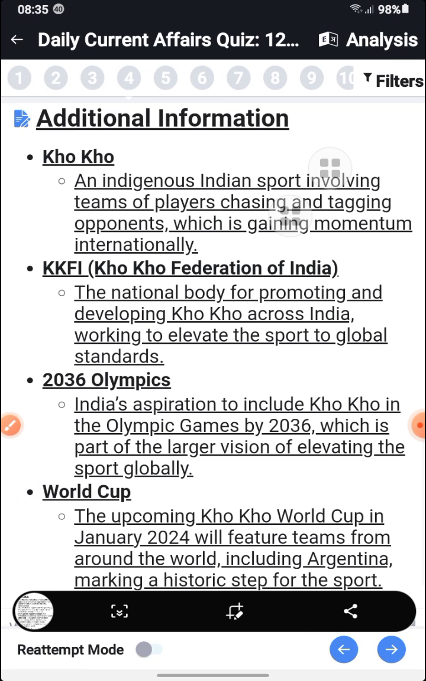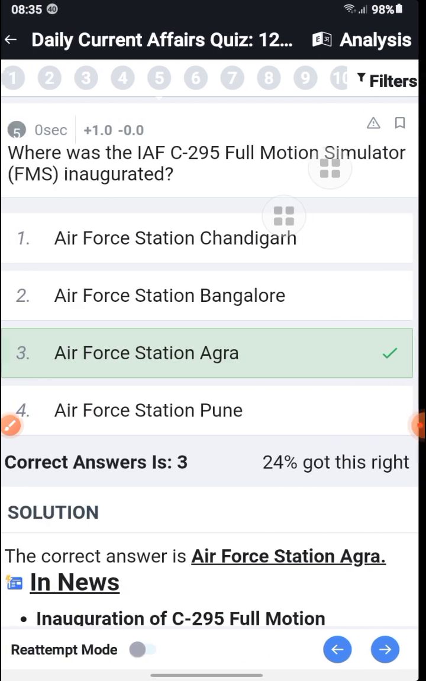The Kho Federation of India is also there. It aspires to include Kho in the Olympics to take the sport global, and the World Cup will feature teams including Argentina, marking a historic step for the sport.